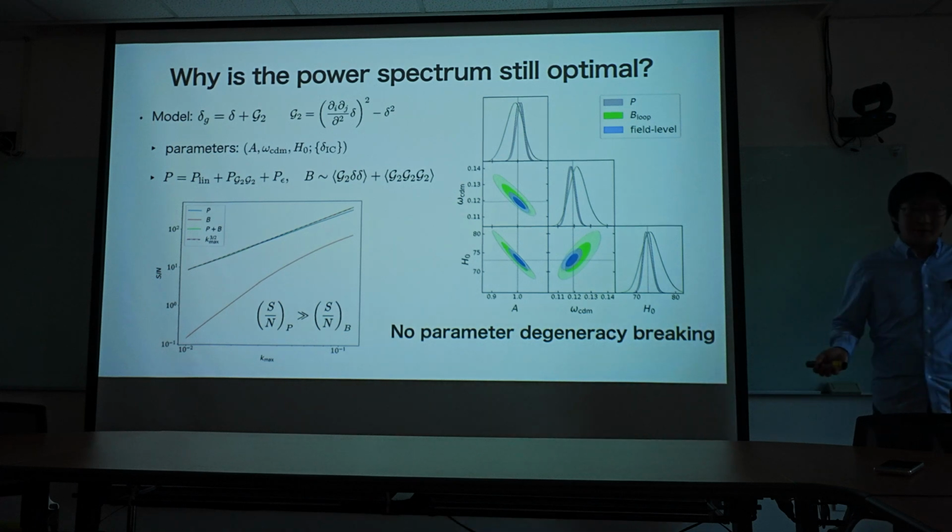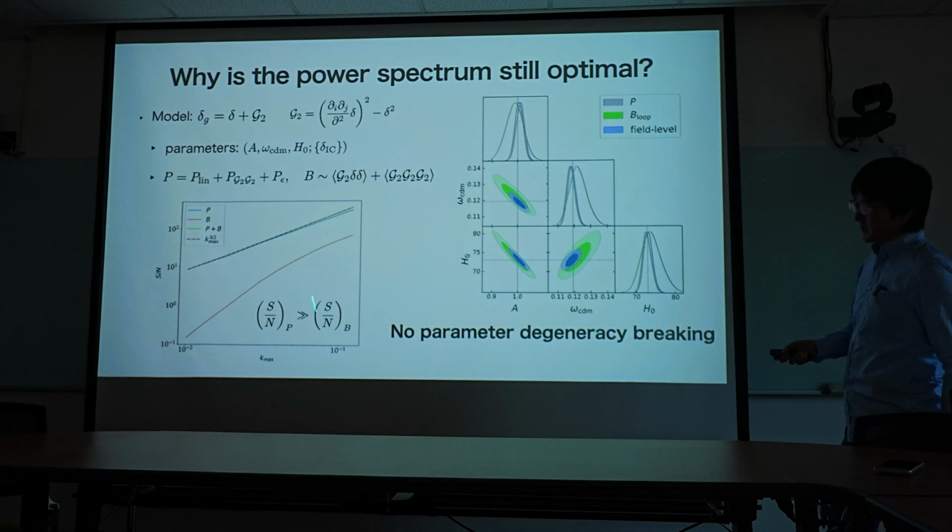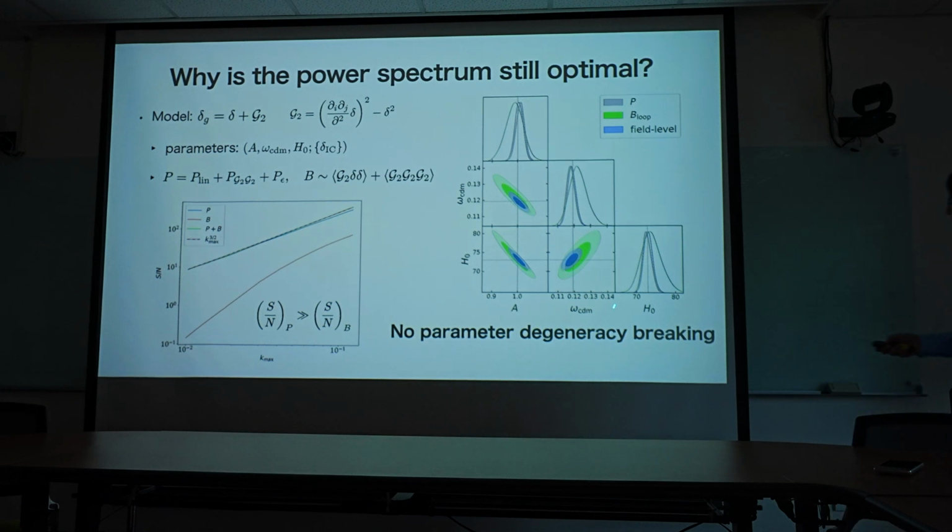The important lesson we can learn from this is two points. The first one is that the bispectrum has much smaller signal to noise. And also, if we are only focusing on the cosmological parameters, the parameter degeneracy direction in the power spectrum and bispectrum are the same. So adding a much wider posterior, which has the same direction as the power spectrum, doesn't help.